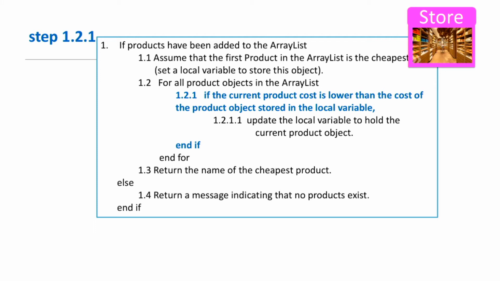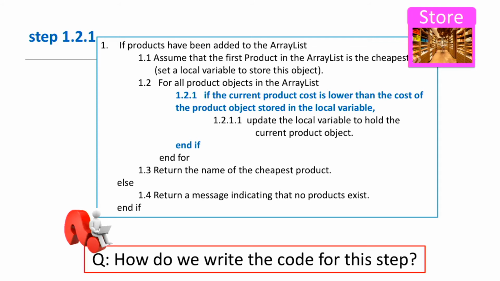So we're now visiting every element in the array list, and in step 1.2.1, we're testing if the current product cost is lower than the cost of the product object stored in the local variable. So again, in our simple example, we're comparing the two values. How do you do the comparison? So again, how do you write the code for this step? Pause for a moment, see if you can solve it yourself, and then we'll show you the answer in a second.